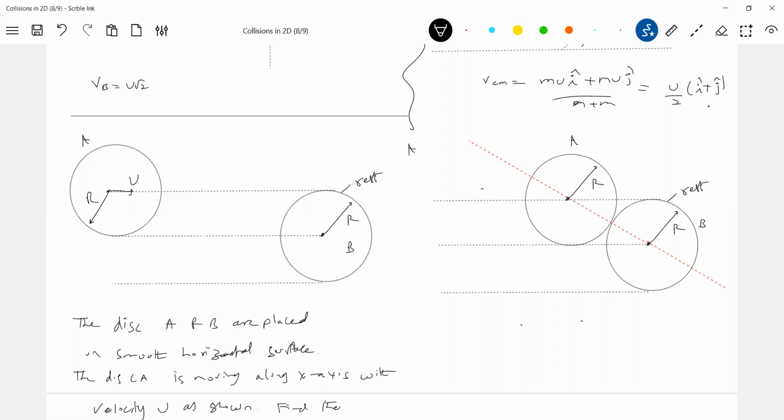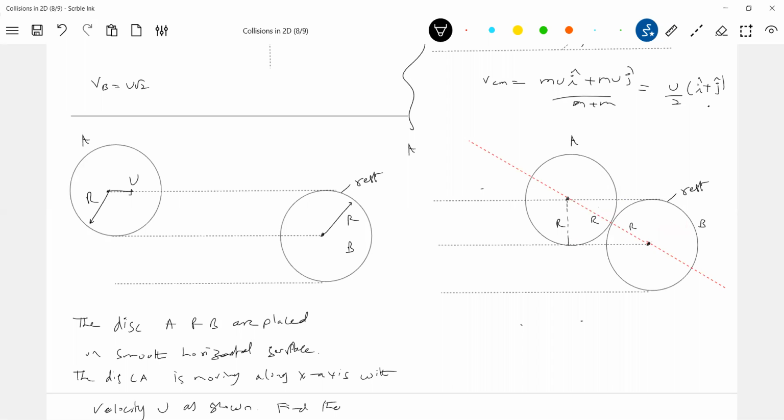So this we have, let this be R. This distance will be R, no? And this will be R. What is this red color line? Line of impact. So in that direction only, the impulse will act here.